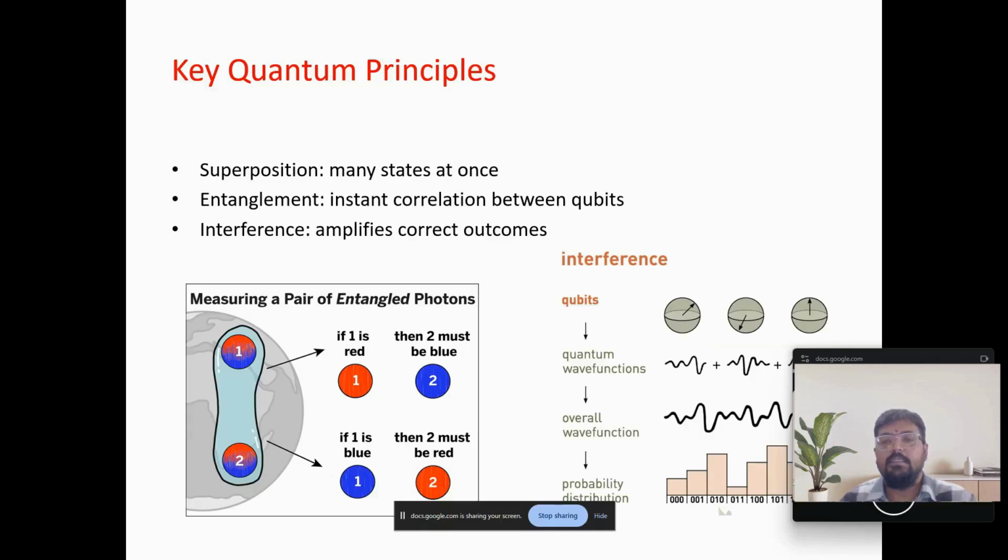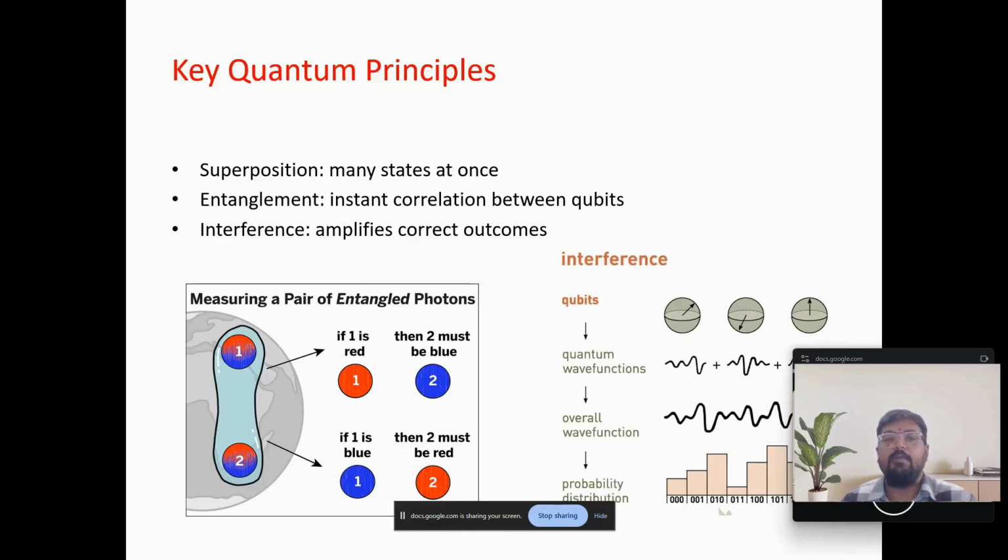If you observe here, these are the diagrams which explain quantum entanglement. If two states are entangled with each other, then even if you keep them at a distance, from one side of the earth to the other side, if you change one, automatically the other also changes without any connection between the two. So this is called entanglement. And for interference, a qubit is a quantum wave function which is converted into overall wave functions, and there we consider the probability.